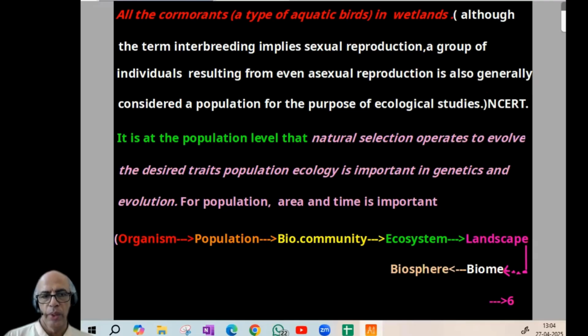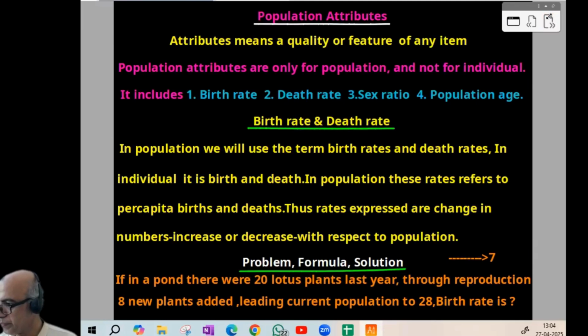Census, you know. Now, a hierarchy has been given: organism, population, biological community, then ecosystem, landscape, biome, and biosphere. Largest is biosphere, smallest is organism, just like species, genus, family, order, which you will be remembering. 7 hierarchical categories, same manner here. I think the idea is clear. Now we can proceed to population attributes.